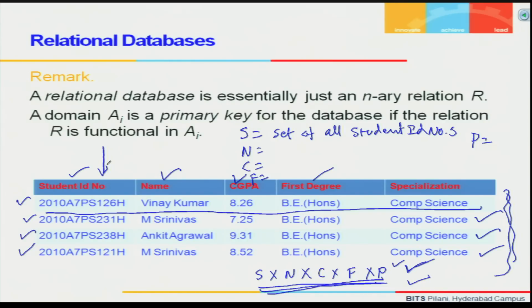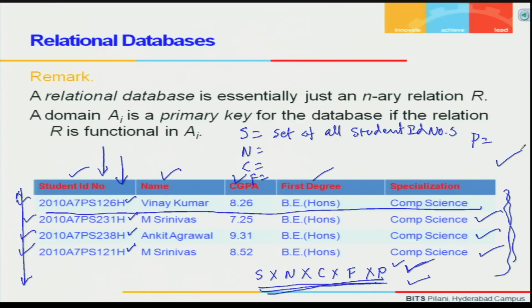For it to be functional, this ID number should have only one row or one tuple in this particular relation. Yes, this one has only one tuple in this relation, this one has only one tuple in this relation, this number has only one tuple in this relation, and this number has only one tuple in the relation. Hence we say this particular column, this student ID number, is functional in this whole relation.